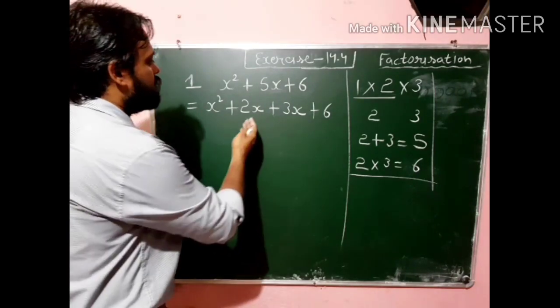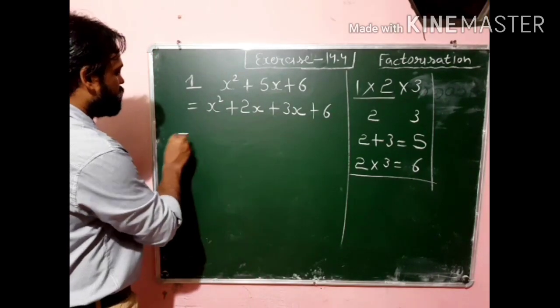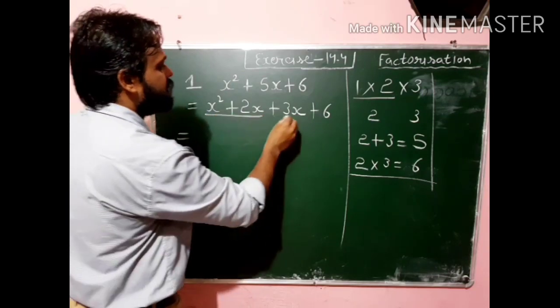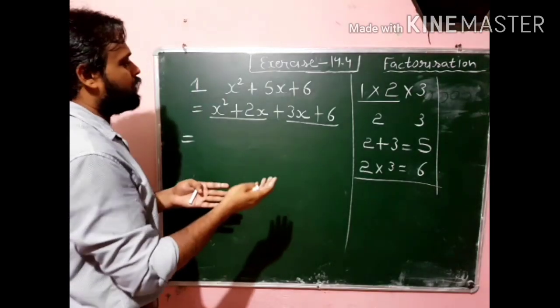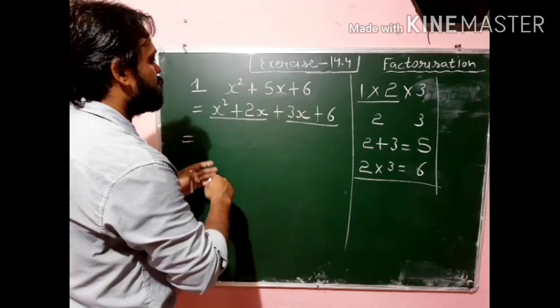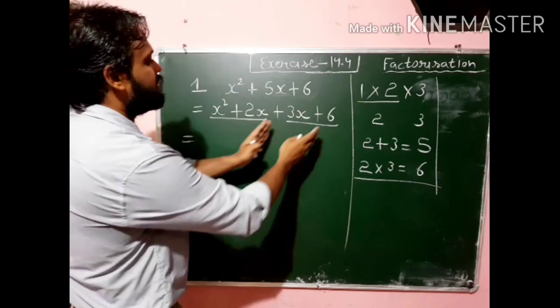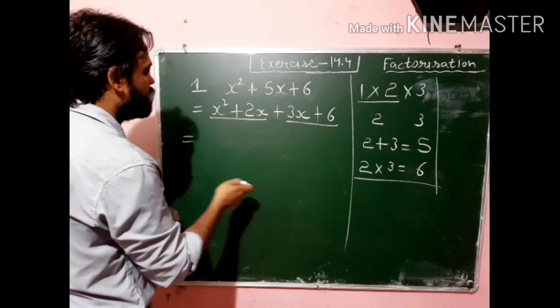Okay, now you can see the number of terms is 4, so we can make groups. This is the first group and this is the second group. I had already explained in my previous video how we can solve this. We have to solve this group and this group separately, and then we can find the factorization.